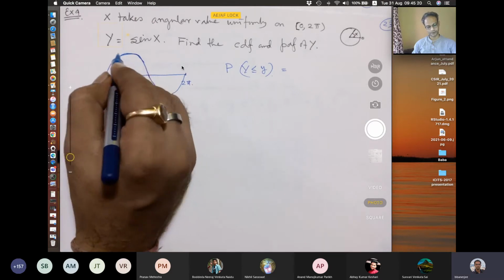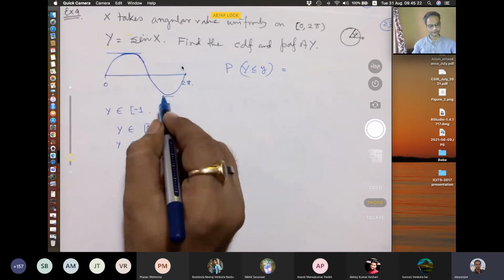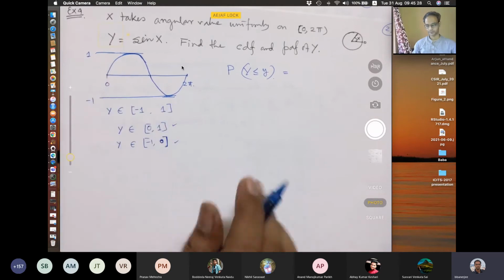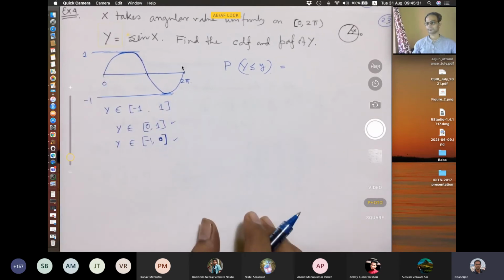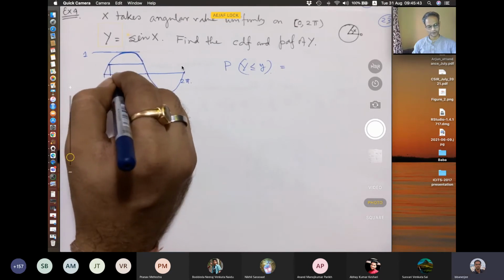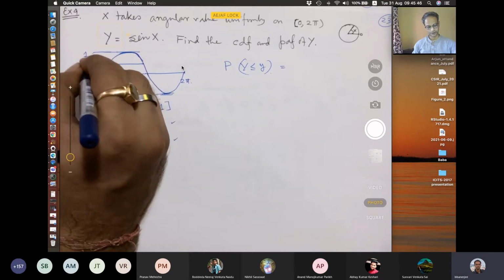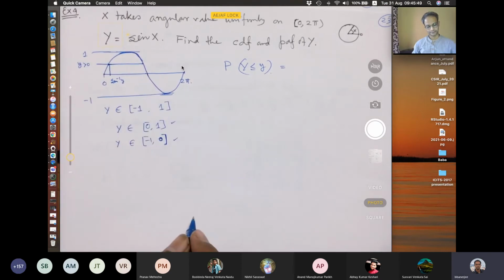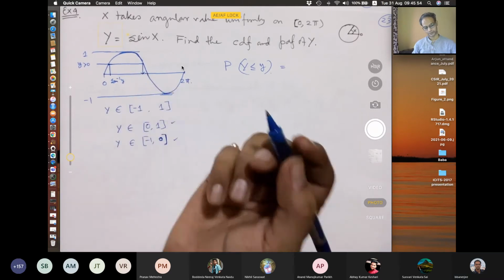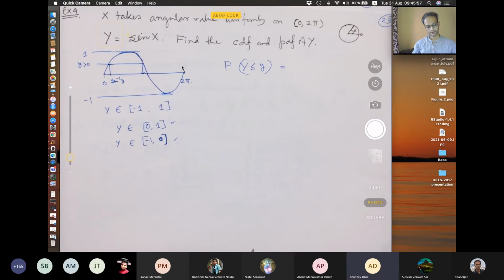So here it is 1, right? And here it is -1. So if you fix y positive, this is sine inverse y, with y greater than 0. What will be this point? Pi minus sine inverse y.